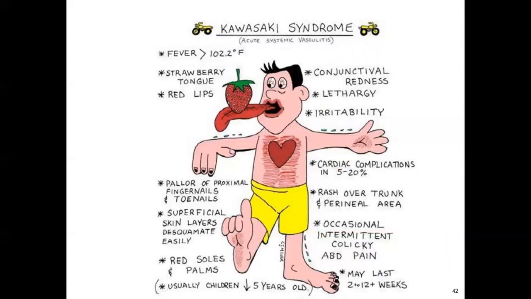Now, let me talk about Kawasaki disease. So, what is Kawasaki disease? It is an acute systemic vasculitis, meaning inflammation of the blood vessels in the body. The cause is unknown.